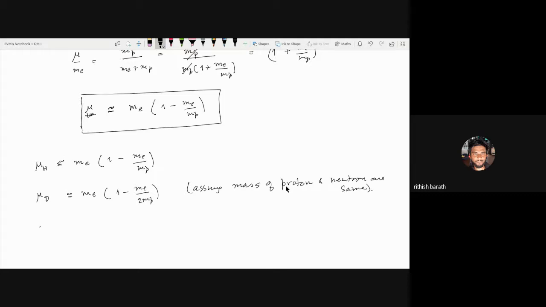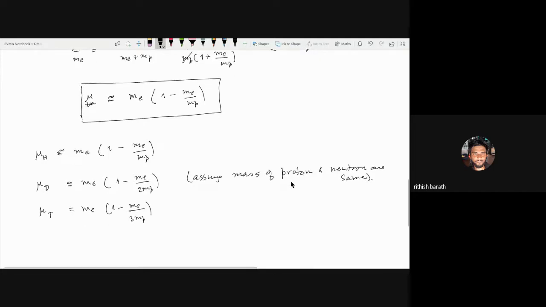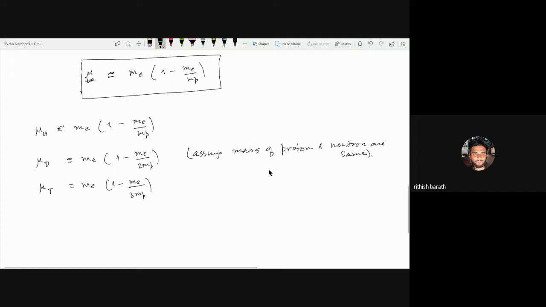Okay, and then if you take mu of tritium, that is equal to Me into 1 minus Me by 3 MP. So in each of these cases, Me by MP is a larger number compared to these two. So that means we have this order.